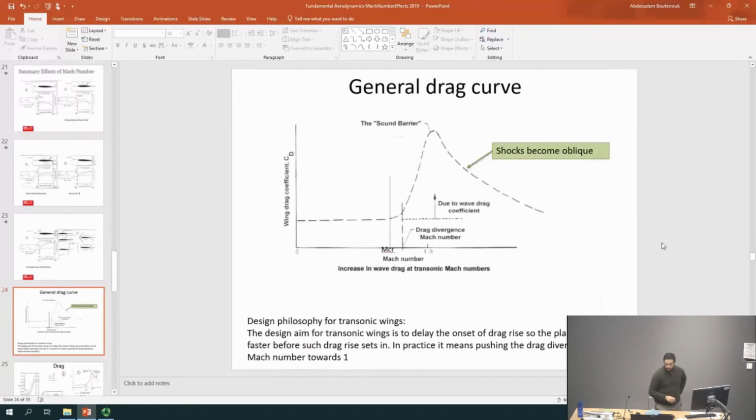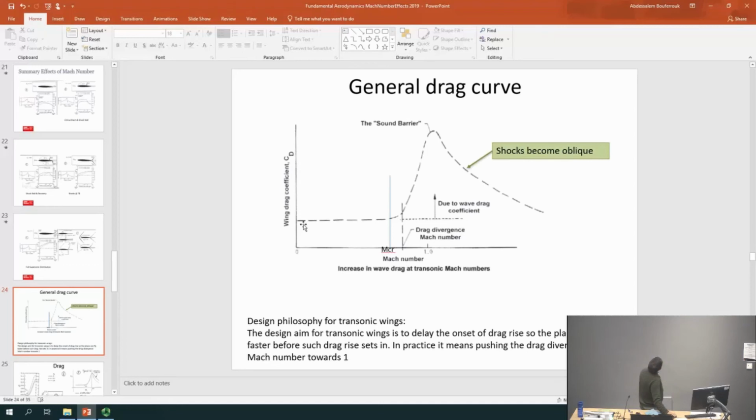Let me describe the drag, because obviously the drag is a very important thing in aircraft design. So, how does the drag look as we increase the Mach number? What is the general shape for that? Here is how it looks. We have on the y-axis the wing drag coefficient, and here is the free stream Mach number, i.e. the speed of the aircraft, if you like.